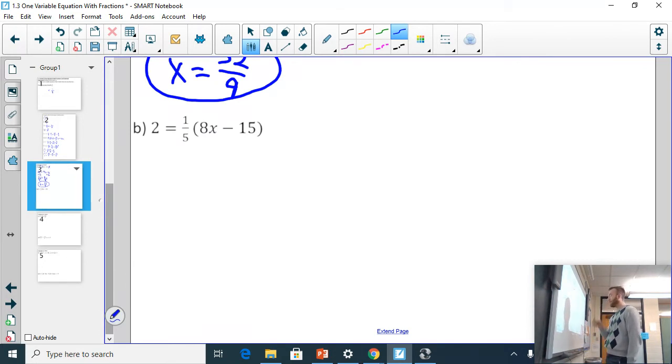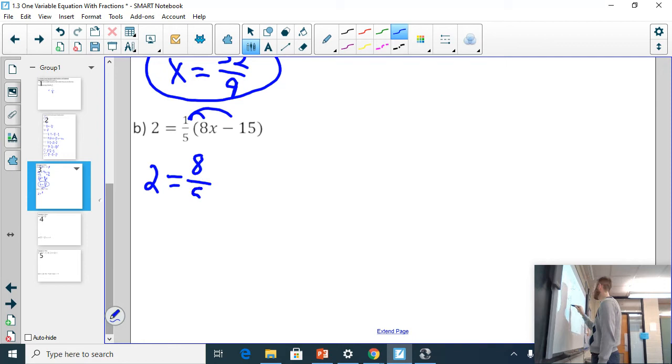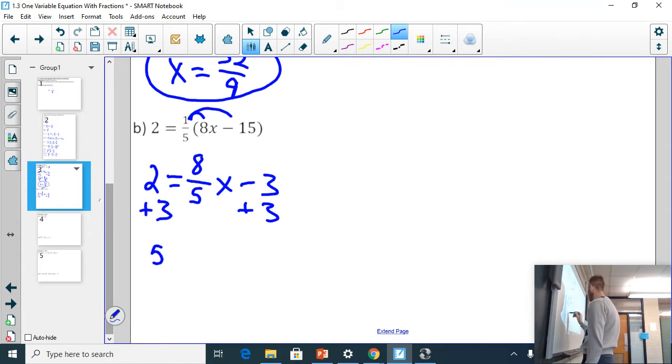So same thing here, except maybe I'll do it a different way. Instead of multiplying that 5 over right away, we could distribute, right? So if I distribute, I'd get 2 equals 8/5 x, and then 1/5 times 15 is going to be -3 there. Add the 3 over. So we're going to get 5 equals 8/5 x.